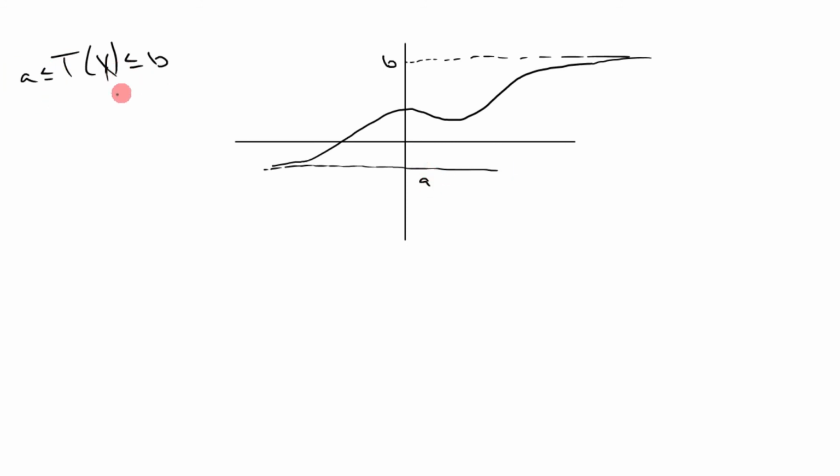Lastly, let us make another observation about this transformation t of x. Let's suppose this t of x is within this range from a to b. That means it has a range from a to b. Then for this transformation, the distribution function of your output, this y, will be defined for this range only.